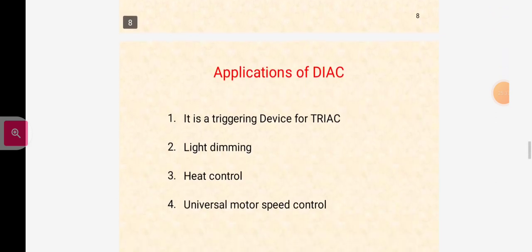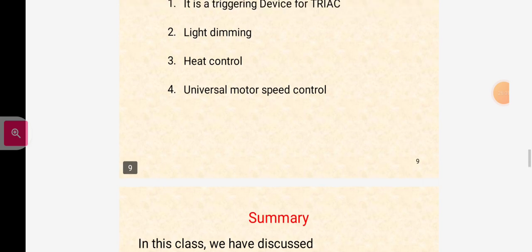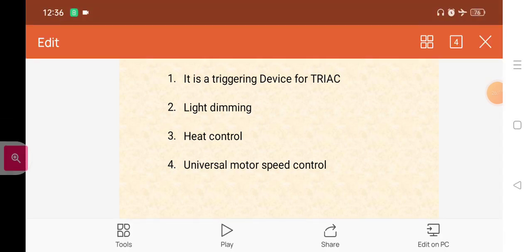So the diac applications: the diac is used as a triggering device for triac, in light dimming circuits, heat controlling circuits, and universal motors to control the speed. About this diac, we can watch the YouTube video for more information.